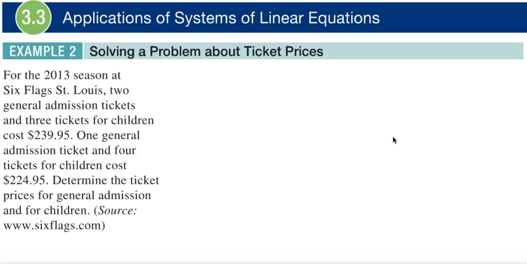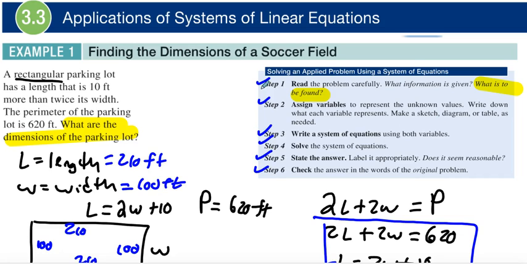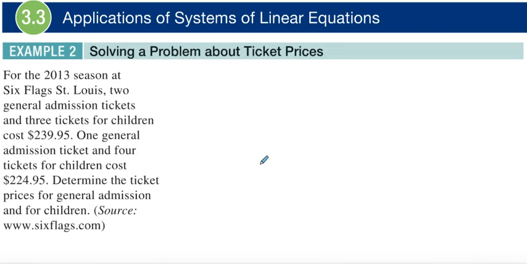Great. So using our steps that we learned from example number 1, I'm just going to pop back on that real quick. We learned that step 1 was to read the problem carefully: what information is given, what can be found. Step 2, assign variables. Make a sketch if you need to. Step 3, write a system of equations. Step 4 is to solve. And then step 5 is to label your answers appropriately because it's in the context of a problem. So whatever your dimensions or units are, and does your answer make sense? And then of course check it in the words of the original problem. All right, great. So let's go ahead and do something similar here.